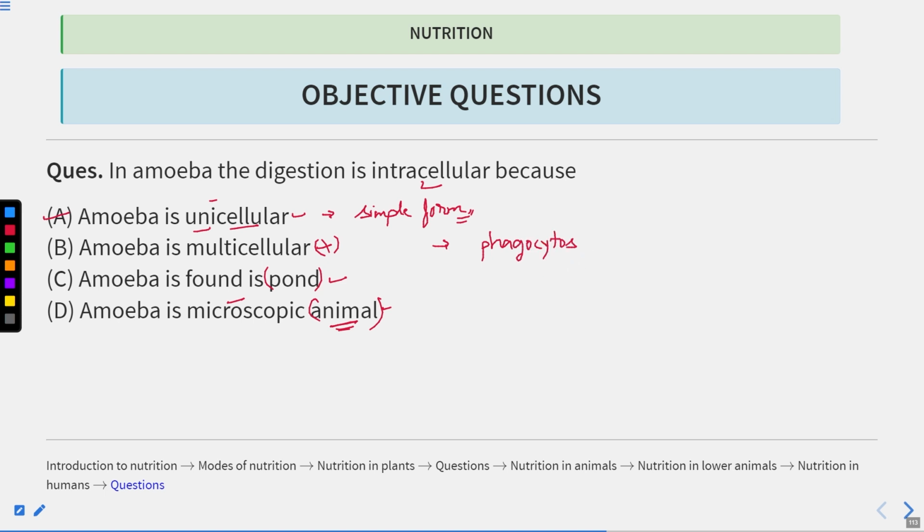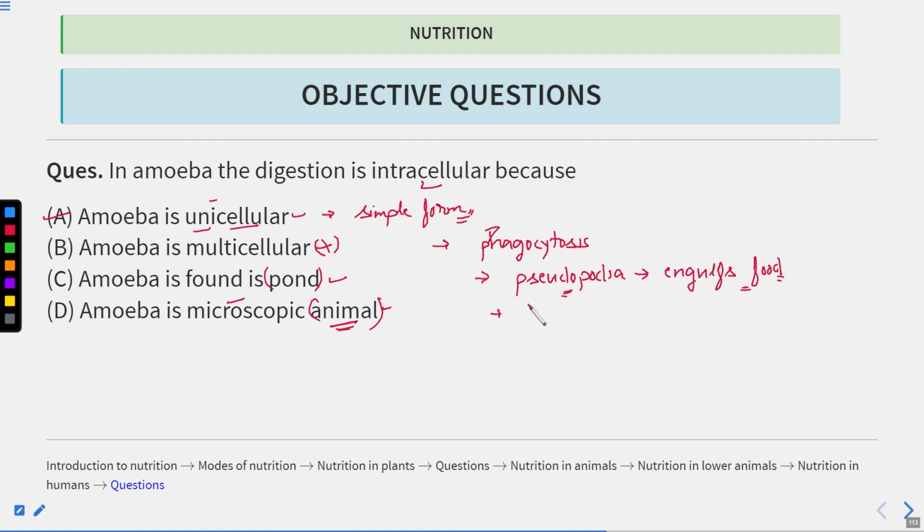phagocytosis. And in phagocytosis, what happens? With the help of the pseudopodia, it engulfs the food. In the previous lecture, we have already discussed how the amoeba obtains nutrition. So what happens during phagocytosis? With the help of the pseudopodia, the amoeba engulfs the food or the cell, and then it is internalized. The food material is internalized, and then it is stored in the vacuoles.